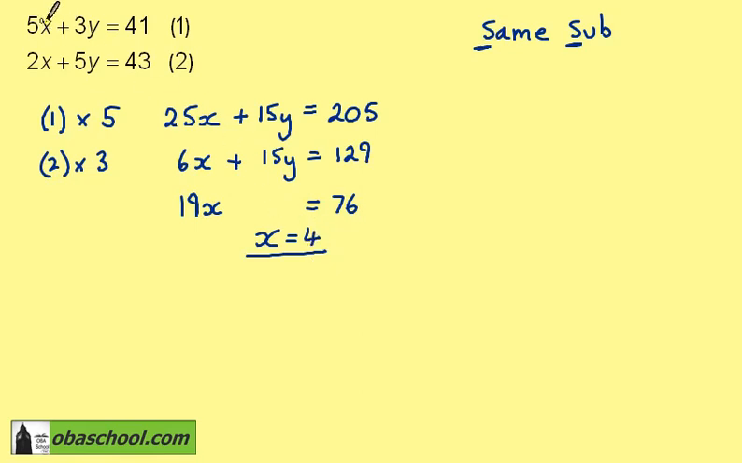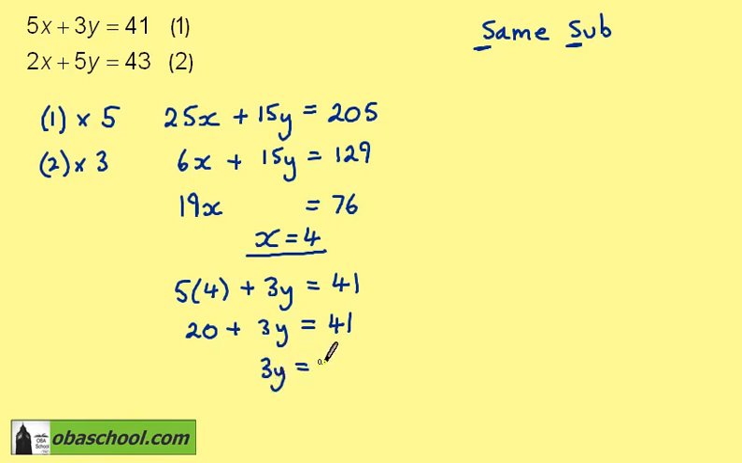Substitute back into one of the original equations. We get 5 times 4 plus 3y is equal to 41. So 20 plus 3y is equal to 41. Subtracting 20 from both sides gives 3y is equal to 21, and dividing by 3 gives y is equal to 7. So x is equal to 4 and y is equal to 7.